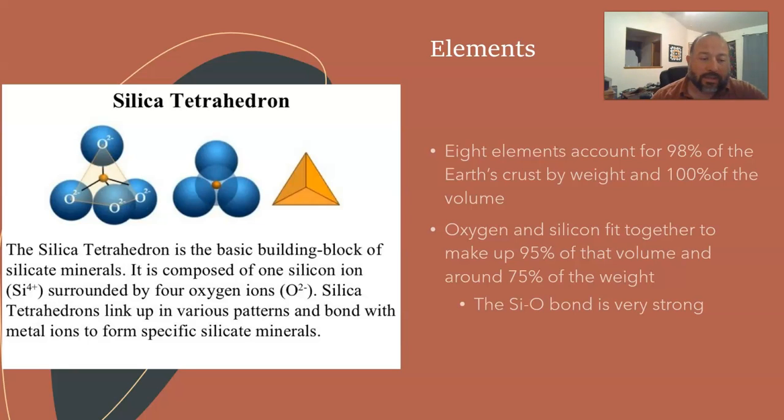And what's really important to understand is that the silicon-oxygen bond is very strong. And what they do is they form these silica tetrahedrons. And the silica tetrahedra, the plural of tetrahedron, that make up what we're going to be talking about in terms of our soil building blocks, is just a combination of silica tetrahedrons. So the tetrahedron itself is one silicon ion surrounded by 4 oxygen ions. And then the silica tetrahedra will link up in various patterns and bond with metal ions to form specific silicate minerals.